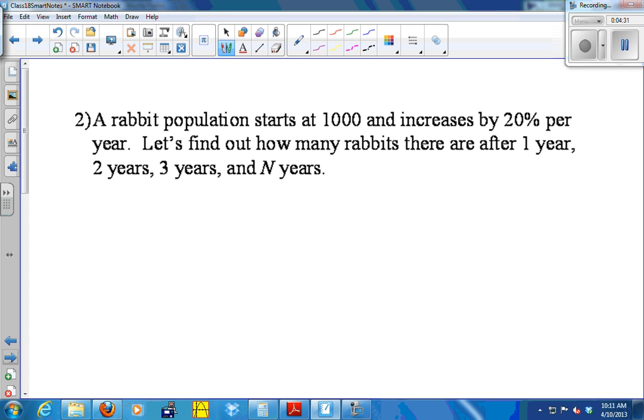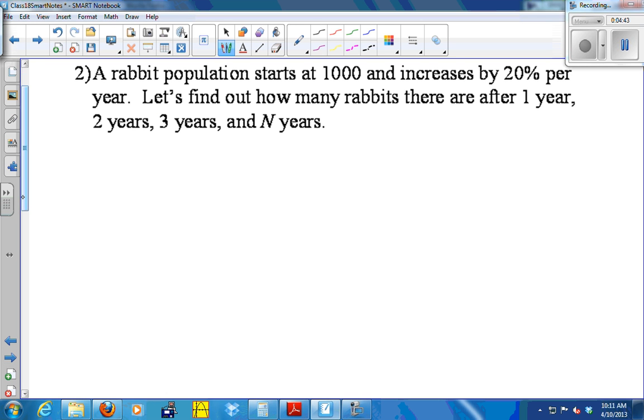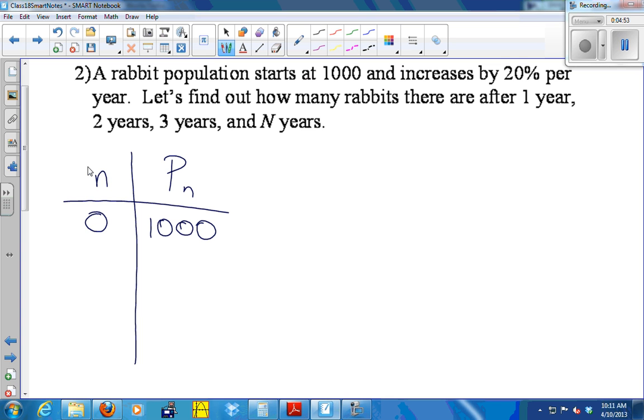So if we have a rabbit population that starts at 1,000 and increases by 20% per year, let's find out how many rabbits there are after 1 year, 2 years, 3 years, etc. So we'll start by making a little table. So we have n, p sub n. So in year 0, we have 1,000 rabbits. Okay, so we like to start our sequence with 0 instead of 1, like we learned to do before, because that means at the beginning, before a year has even passed, right? Our initial population we call P0.